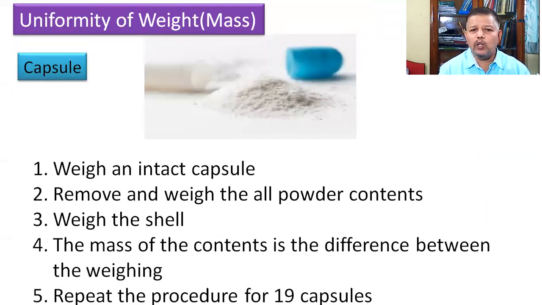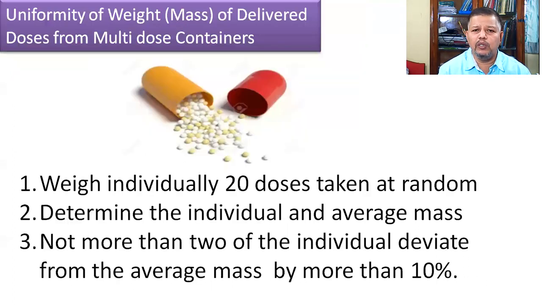In case of a capsule containing solid powder material, weigh an intact capsule, then remove all the powder contents, weigh the shell, and the mass of the content is the difference between the weighings. Repeat this procedure for another 19 capsules.